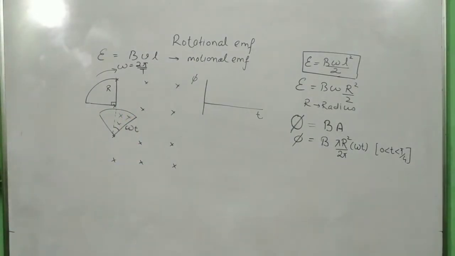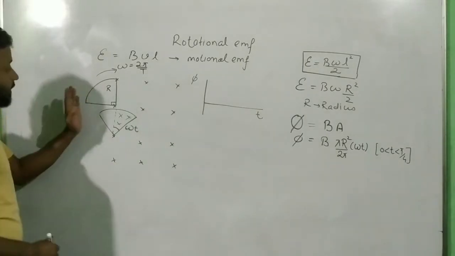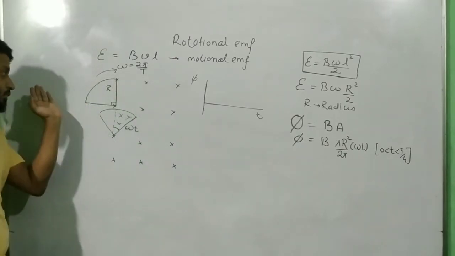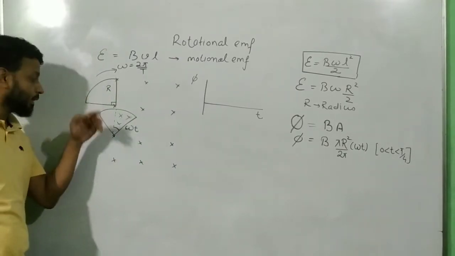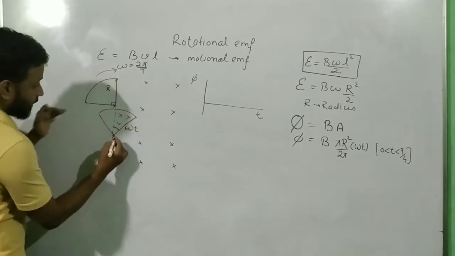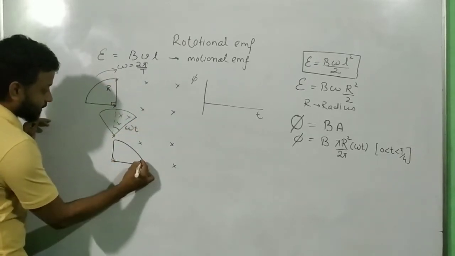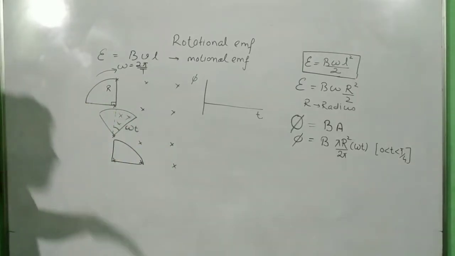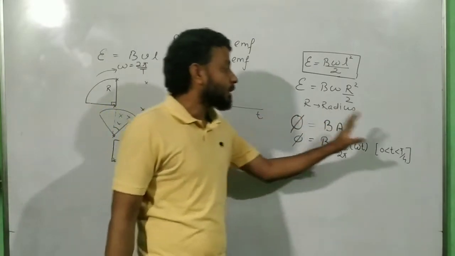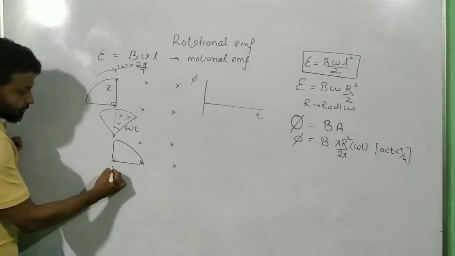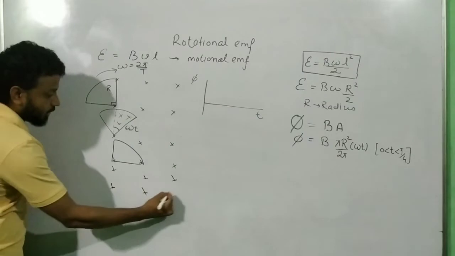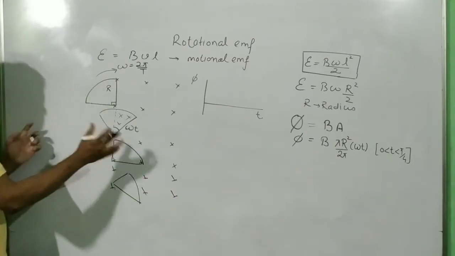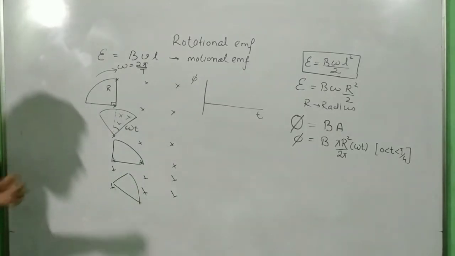Why T by 4? Any idea why T by 4? Because this is 1/4 of a quadrant. Capital T is the total time of rotation. So if 1/4 of the quadrant has to come, from here to here, it has rotated 1/4. That means the time taken will be T by 4. Now why am I stopping my time at that point? Because after this, if it continues to rotate, at any instant over here, it will not change the flux. Flux will be there, but it won't change.